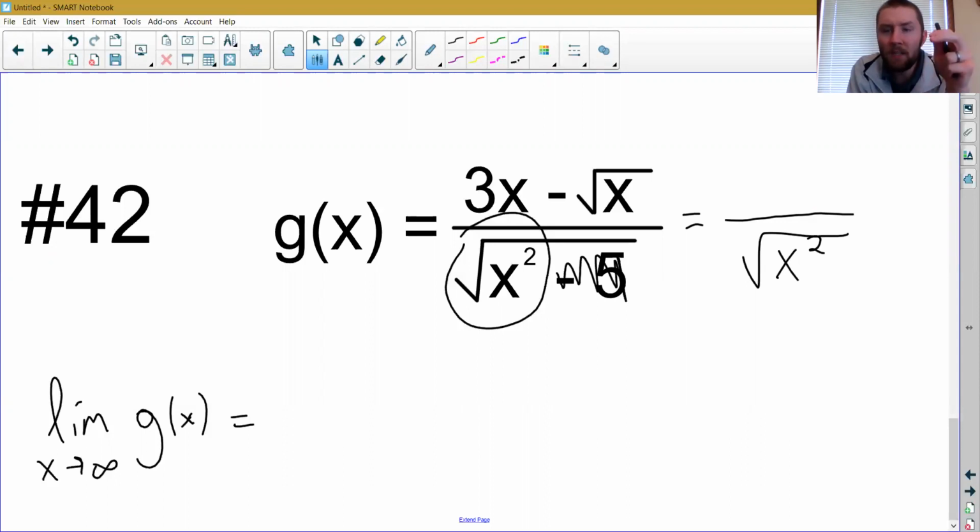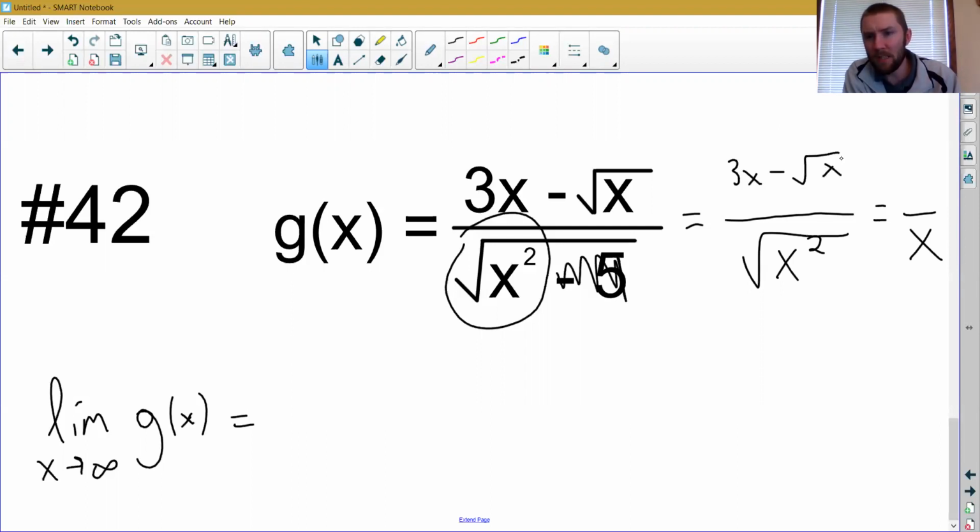But what is the square root of x squared? If the -5 doesn't matter and it isn't even there anymore, or we just pretend that it's not because it's so negligible, what happens when I then square root x squared? Well, that's basically just x, right? Isn't the square root of x squared equal to x? So in this case, the bottom of the fraction is now x. The top still says 3x minus the square root of x.